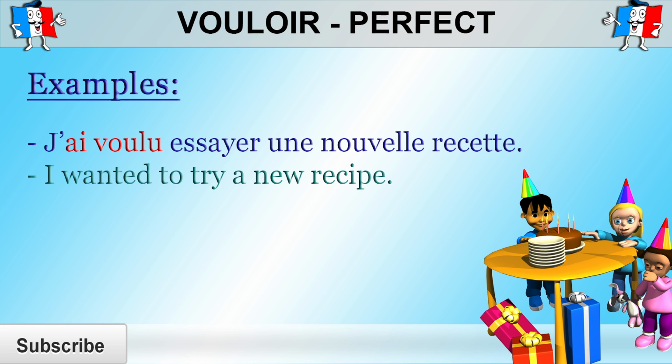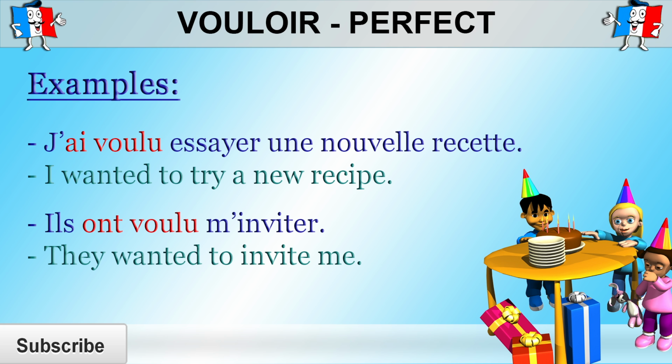Let's have a look at another example. Ils ont voulu m'inviter. They wanted to invite me. So the fact that we're using the passé composé here means that them wanting to invite me didn't last long, most likely because they acted upon it. So this sentence could also translate to either they tried to invite me or they decided to invite me. And either I accepted the invite or I didn't.